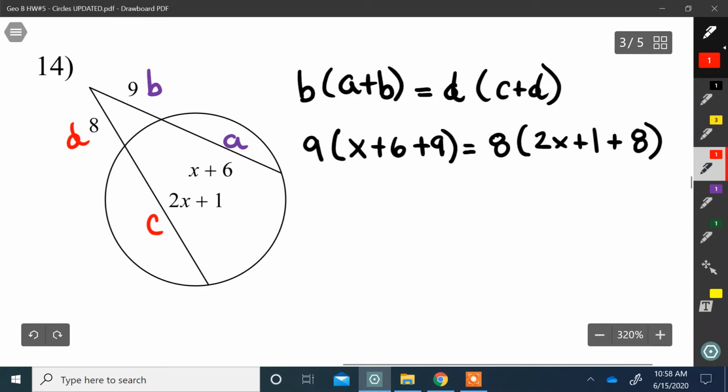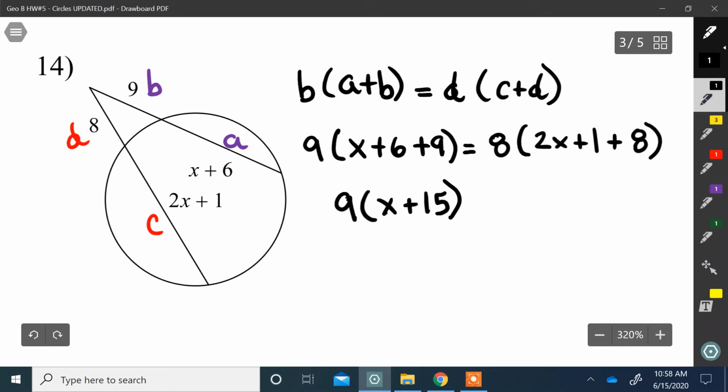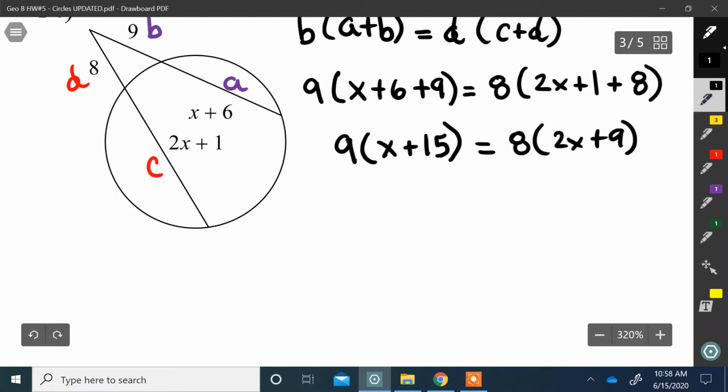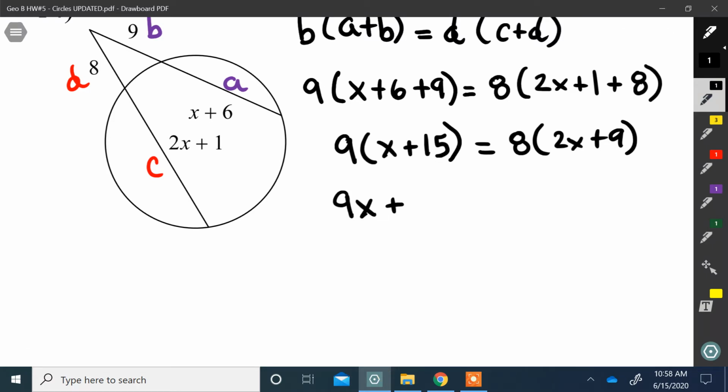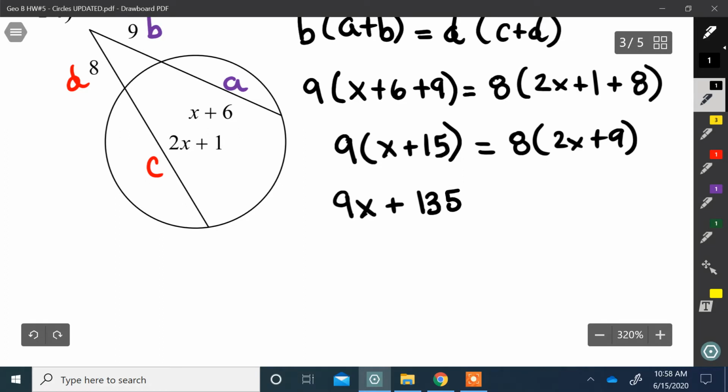Okay, so just simplify as much as possible. We got 6 plus 9, that's going to be 15. And then we have 1 plus 8 will be 9. Okay, distribute. We'll get 9x plus 15 times 9 will be 135. And then 8 times 2 is 16x. And 8 times 9 will be 72.